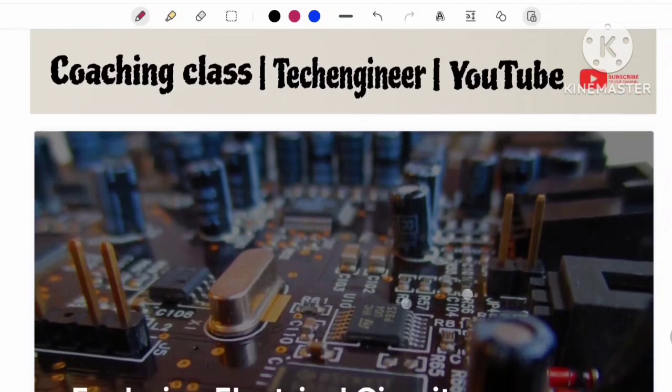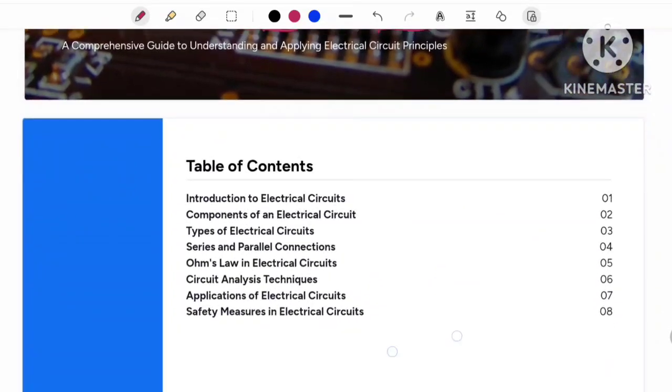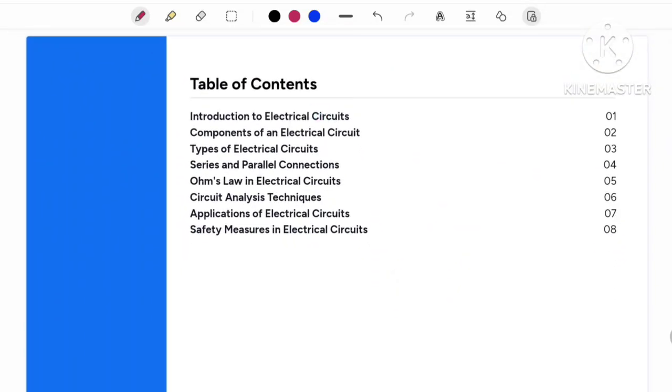So today we are going to explore the electrical circuit. Let's see one by one. These are the contents we are going to discuss in this video. The first one, introduction to electrical circuit; components of electrical circuit; types of electrical circuit; series and parallel connection; Ohm's law in electrical circuit; circuit analysis techniques; applications of electrical circuits; and safety measures in electrical circuits. So we have 8 slides. Let's see one by one.